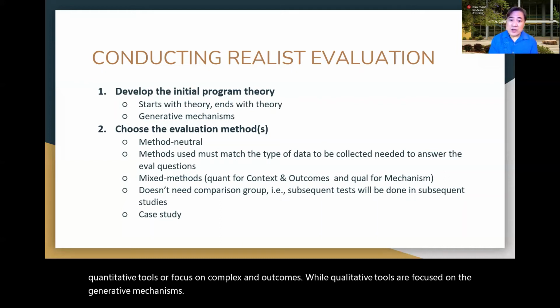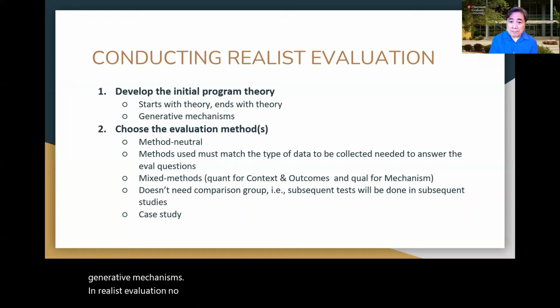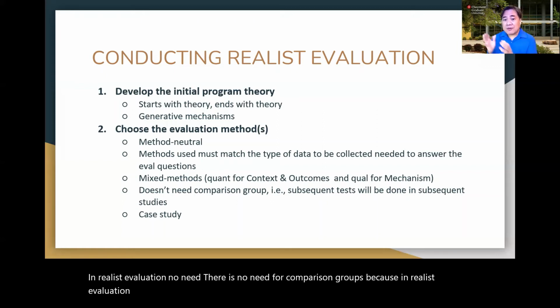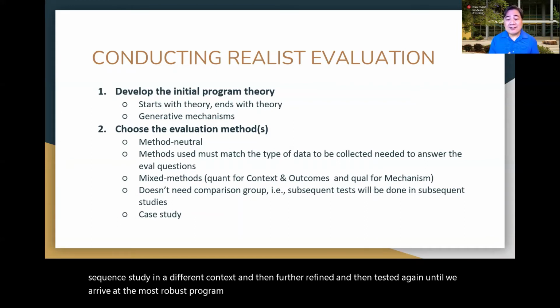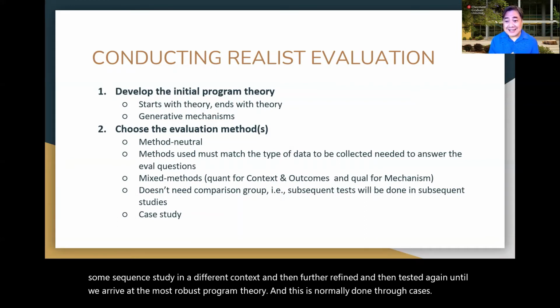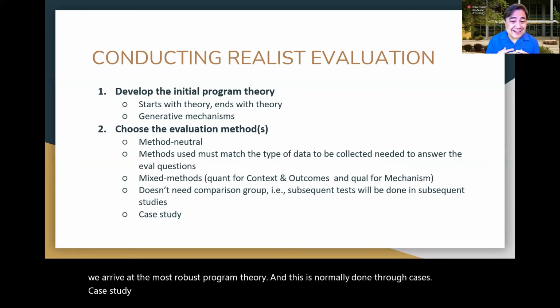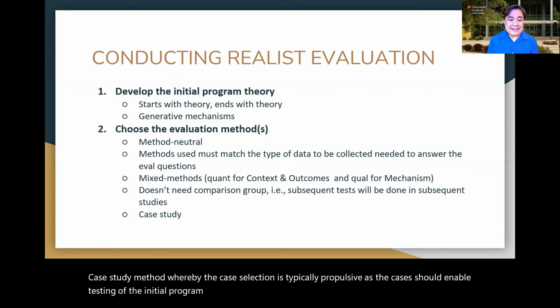In realist evaluation, there is no need for comparison groups because realist evaluation uses intra-program comparisons. That is, the refined program theory is tested in a subsequent study in a different context and then further refined and then tested again until we arrive at the most robust program theory. And this is normally done through the case study method, whereby the case selection is typically purposive as the cases should enable testing of the initial program theory in all its dimensions.